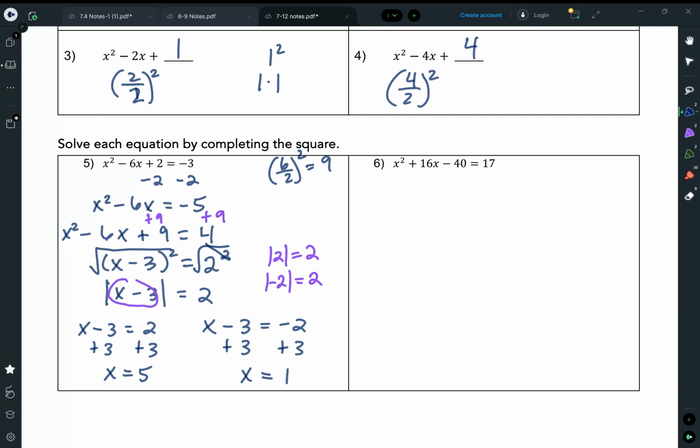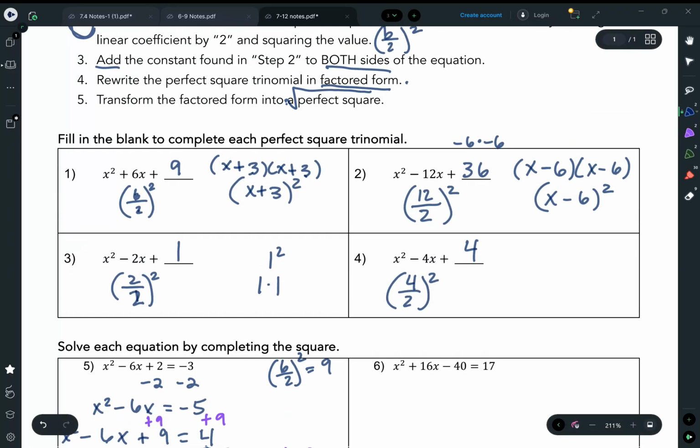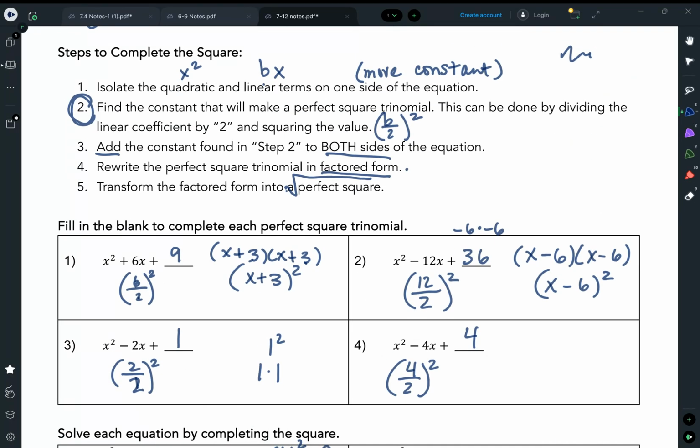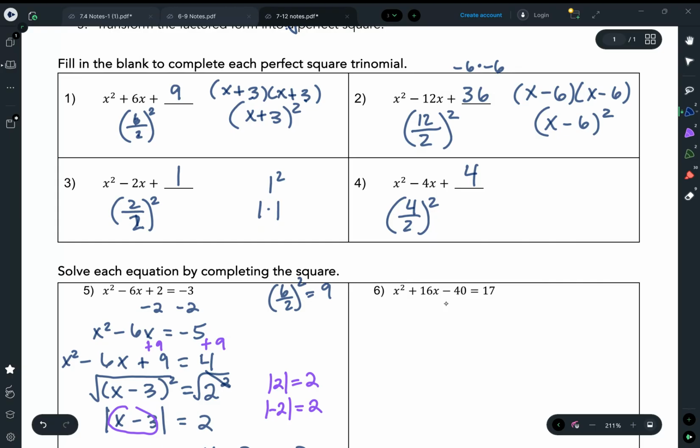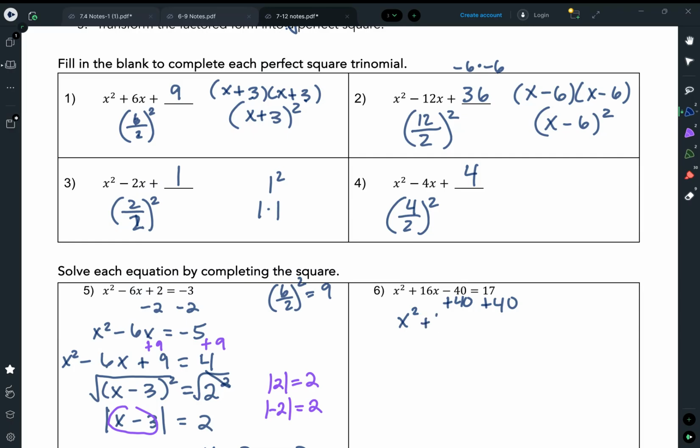So for our second one, we're going to start out by getting our constant term moved again, right? Looking back up at our list here, we want to isolate just our quadratic and our linear terms, so possibly move the constant. Let's go ahead and add 40 on both sides. So now we have x squared plus 16x equals, this is going to be 57.